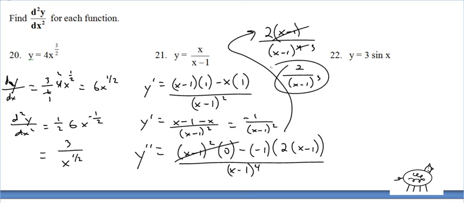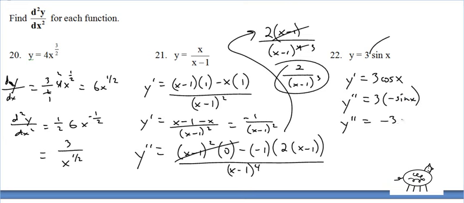Okay. The next one is a good example of where you don't really need to use the product rule, math fans. The 3 just kind of comes out, right? So y prime is equal to 3 times, what's the derivative of sine of x? Cosine of x. There we go. That's the first derivative. Second derivative is 3 times, what's the derivative of cosine of x? Negative sine of x. So you wind up getting negative 3 sine of x. All right, not too bad.